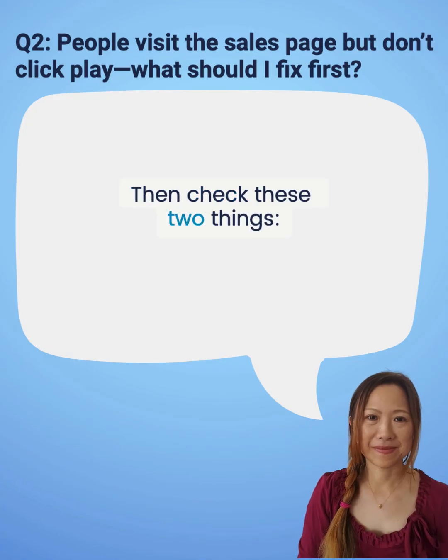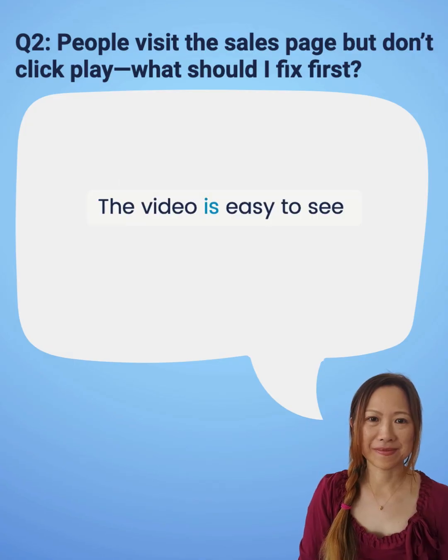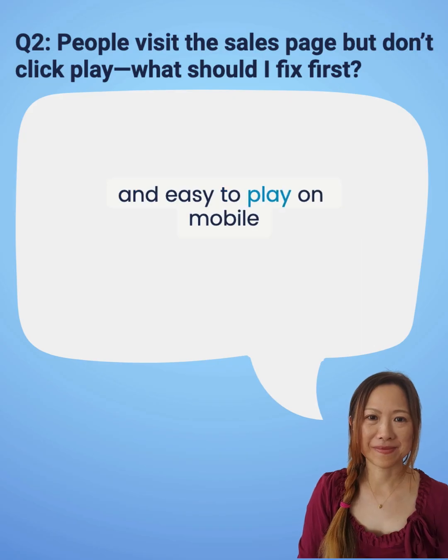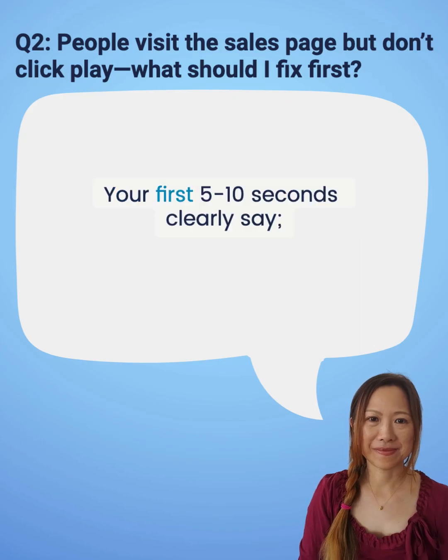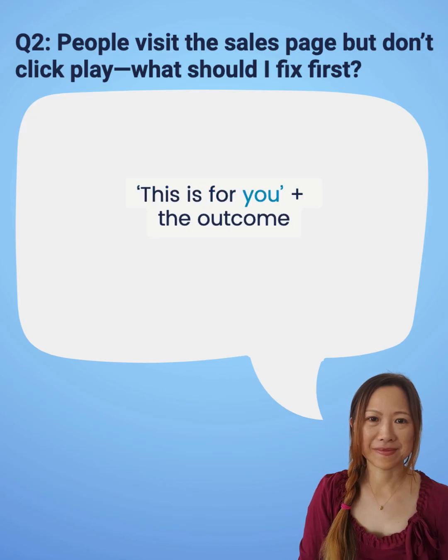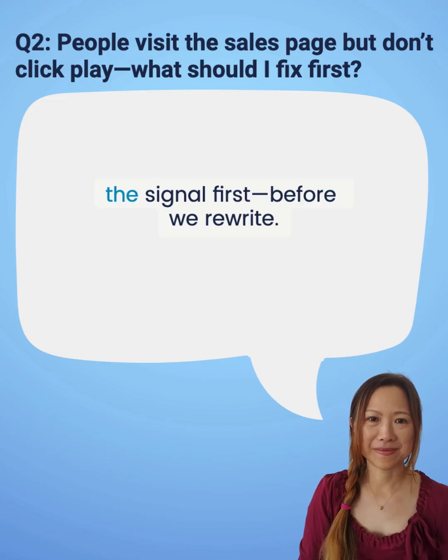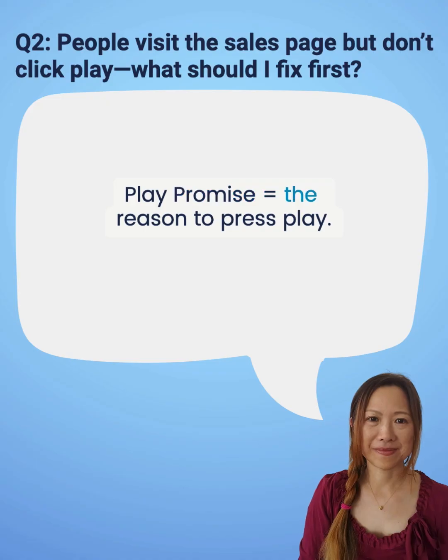Then check these 2 things. The video is easy to see and easy to play on mobile. Your first 5-10 seconds clearly say, "This is for you," plus the outcome. That's why we diagnose the signal first before we rewrite. Play promise. The reason to press play.